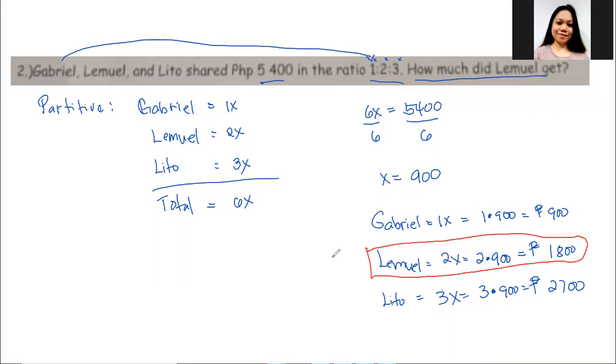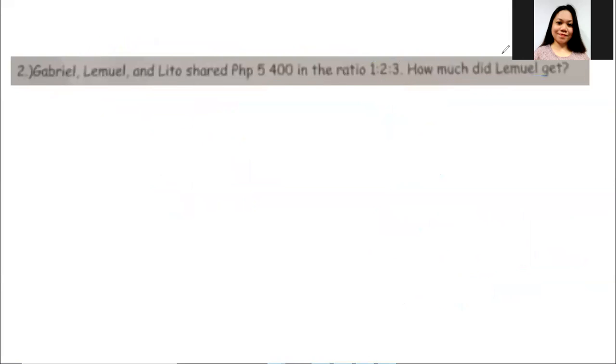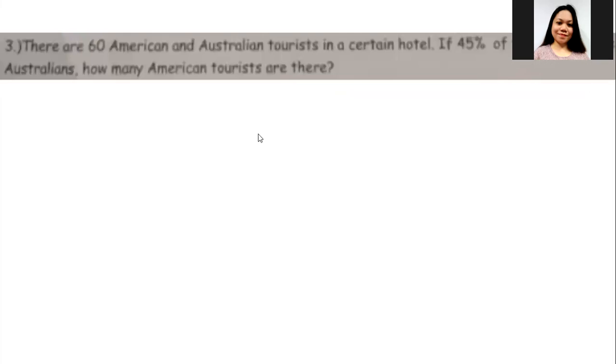All right, so let's recap. For partitive ratio, to each ratio you put an X at the end of it that represents the number of parts. Add all the ratios and then equate that total to the total amount of money. We'll probably solve another one so that you have more examples of this. Okay, let's do the next one.